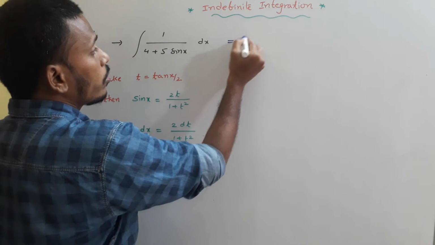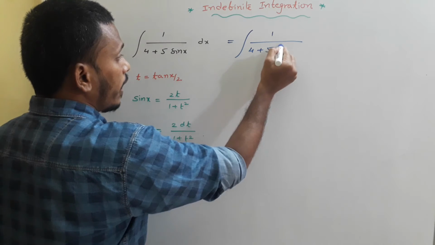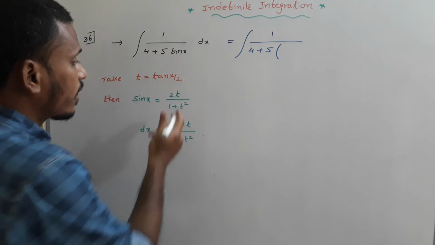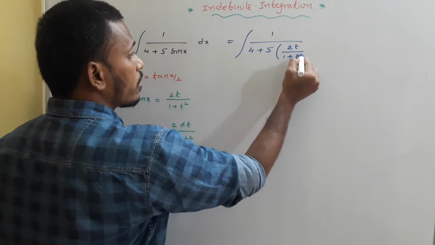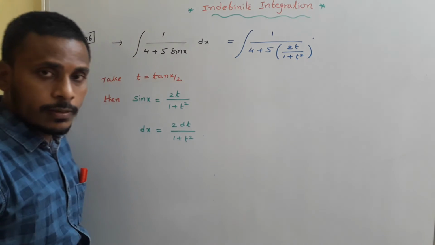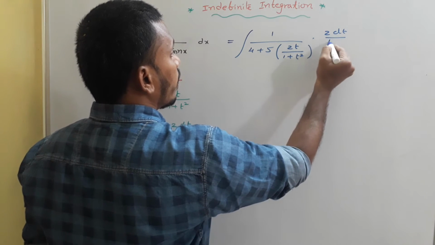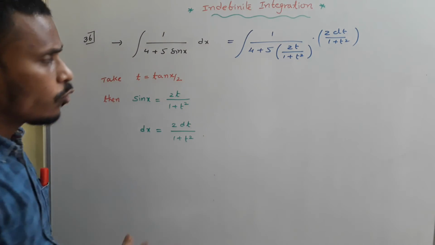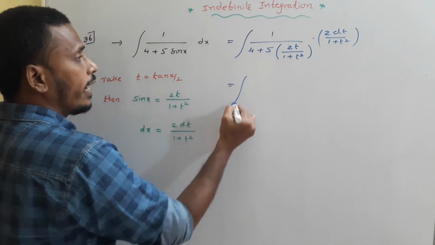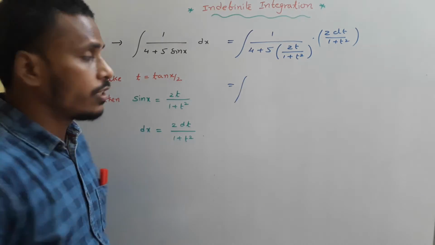So this is equal to the integral of 1 by 4 plus 5 sin x. What is sin x? We have sin x as 2t by 1 plus t square, into dx. And what is dx? dx is simply 2 dt by 1 plus t square. Just try to evaluate the integral. Take the LCM in the denominator; 4 into 1 plus t square you will get.